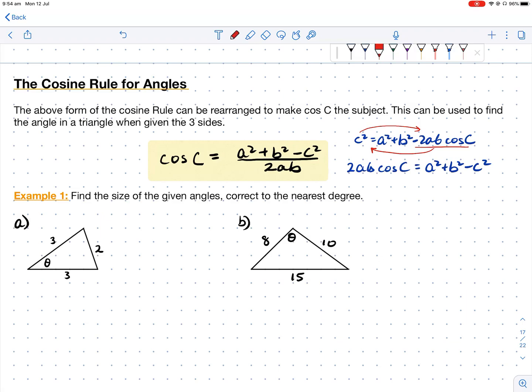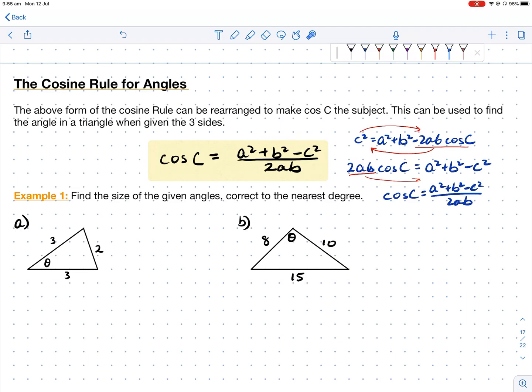What we can then do is take the 2AB, divide it over, and you can see that's going to be the formula: A squared plus B squared minus C squared over 2AB. So how we use this is, if we're looking for the angle C, the order that we have, the numerator has to have a minus C squared.